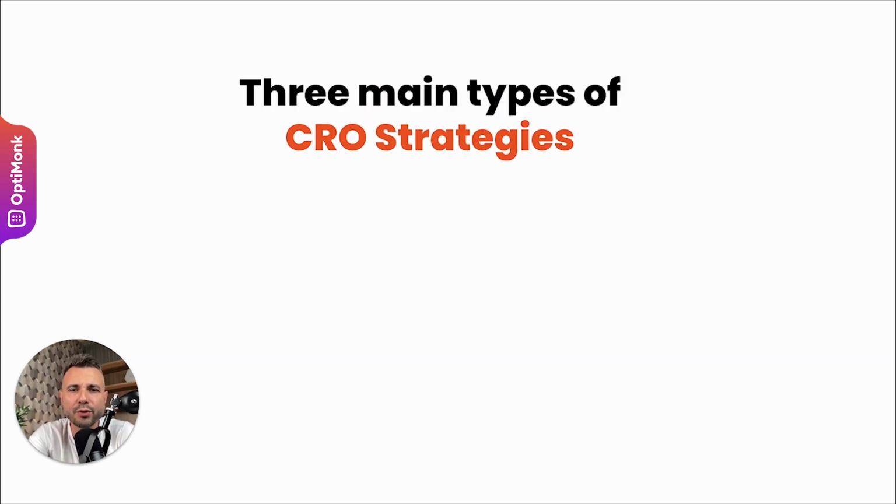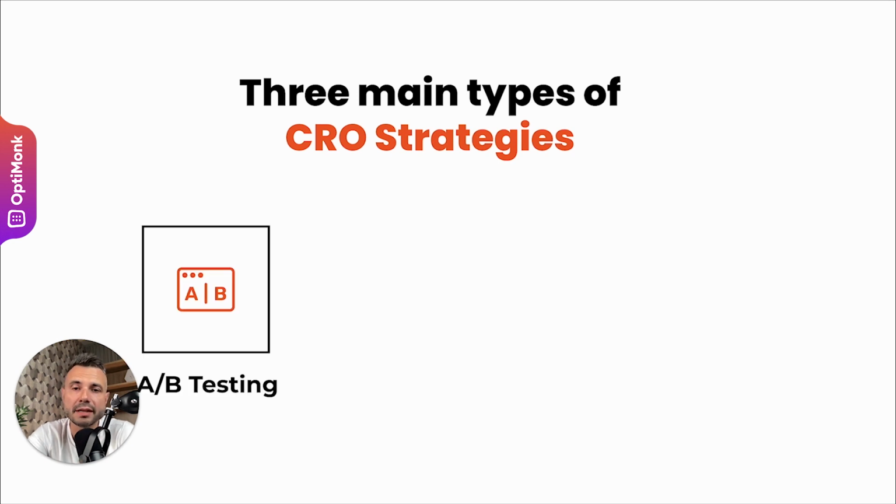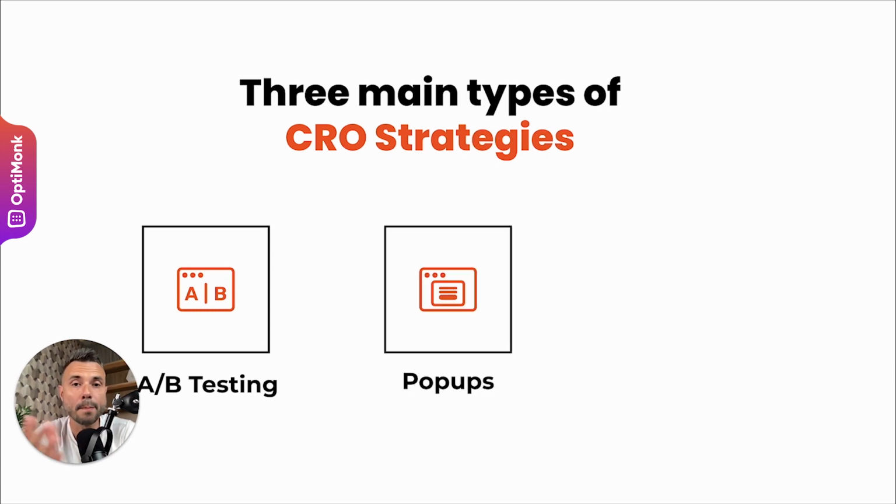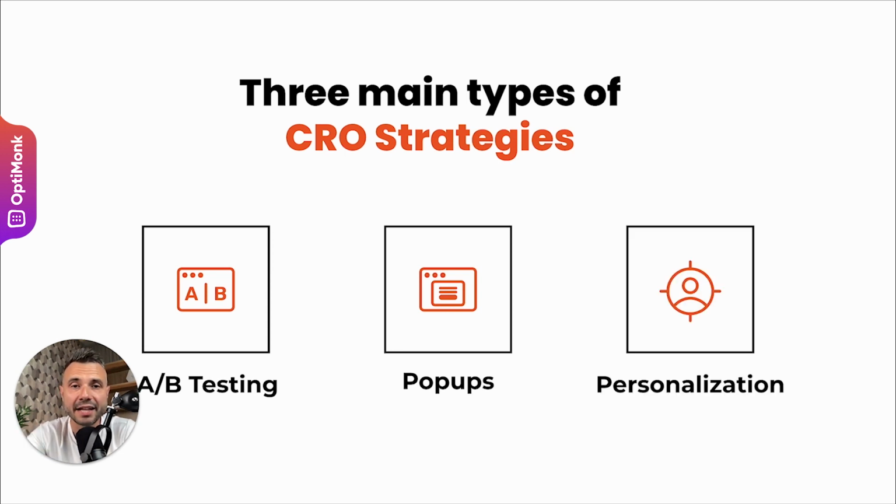Now let's see the top three types of conversion rate optimization strategies. The first is A/B testing, which is probably the most common data-driven optimization strategy in the world. The second category is what I call pop-ups. It includes all kinds of overlays and techniques which help to nudge the visitors in the desired direction. The third category is what I call personalization. It's about improving the relevancy of your messages and creating a more personalized, more tailored user experience for every visitor on your website. Now let's see each of these categories one by one.